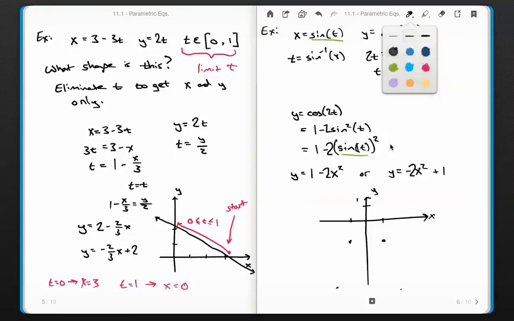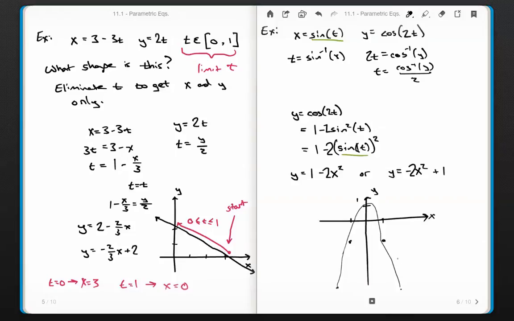And so now we know we have this parabola looking thing, and this is a terrible parabola, I know, but we have this thing that looks like this, right? However, once again, if I were to limit this, since this is sines and cosines, let's say that t goes from negative pi over 2 to pi over 2, you're going to limit t somehow.